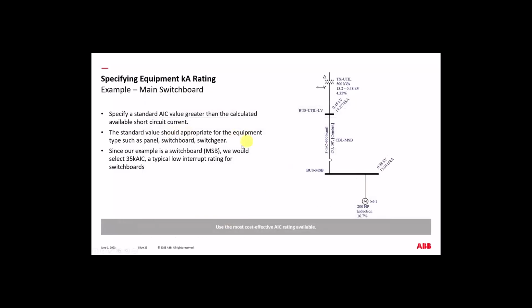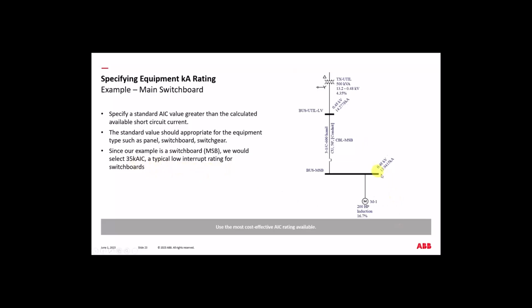So, back to our example. We're coming to a conclusion here. Pick a standard AIC value greater than the calculated available short circuit. Make sure it's appropriate for the equipment, such as being a panel or a switchboard or switchgear. Since the example we were working with is a switchboard, we're going to select the lowest standard on a switchboard, 35 kA, typical low interrupt rating for switchboards.